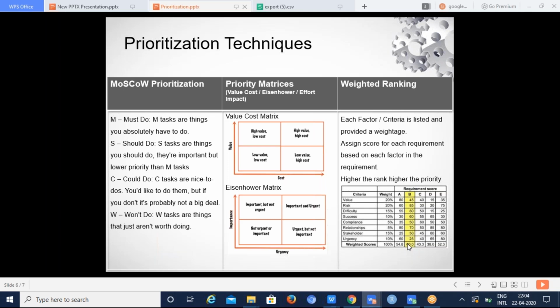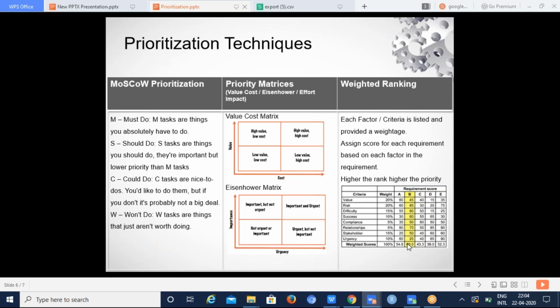Sometimes interdepartmental requirements clash with each other, and each department thinks that their requirements are quite important. This is happening in real-time scenarios I'm sharing with you. This is happening most of the time. So how are we going to handle that?